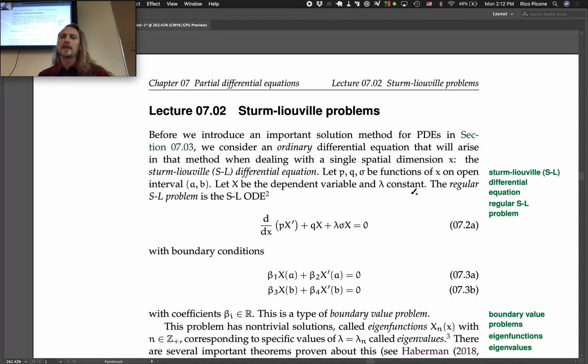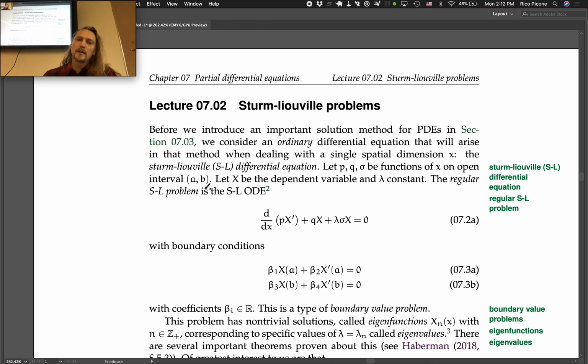Before we introduce an important solution method for PDEs in the next section, we consider an ordinary differential equation that will arise in that method when dealing with a single spatial dimension x, the Sturm-Liouville or SL differential equation. Let p, q, and sigma be functions of x on an open interval from a to b. Let X be the dependent variable and lambda a constant.